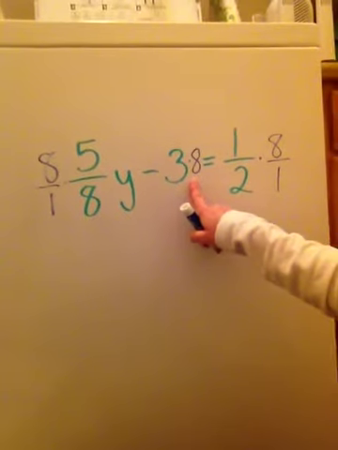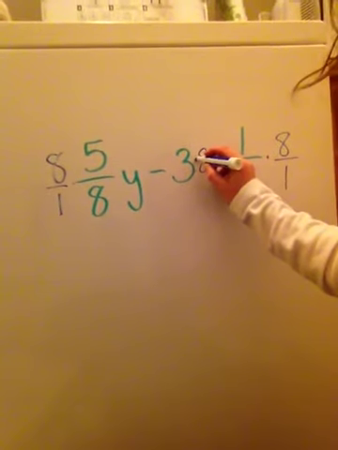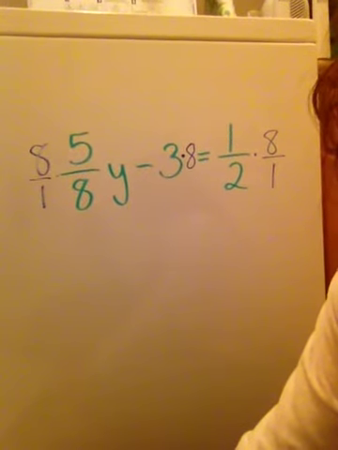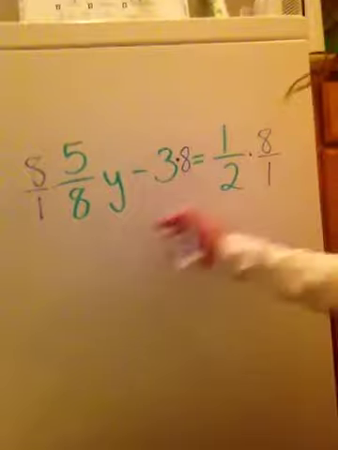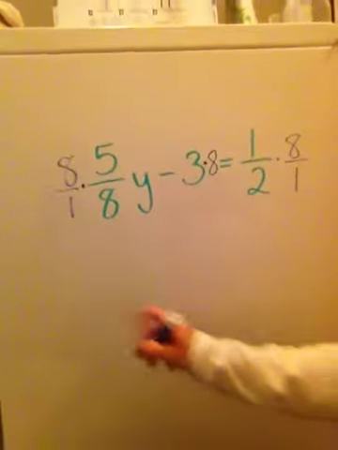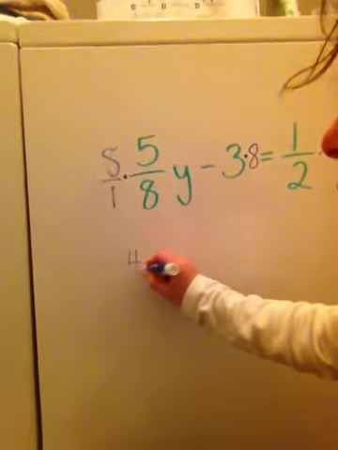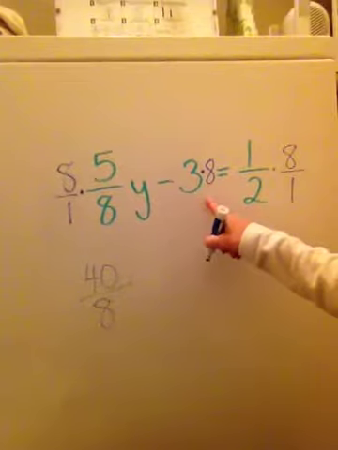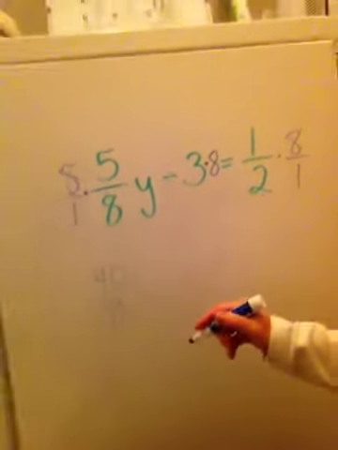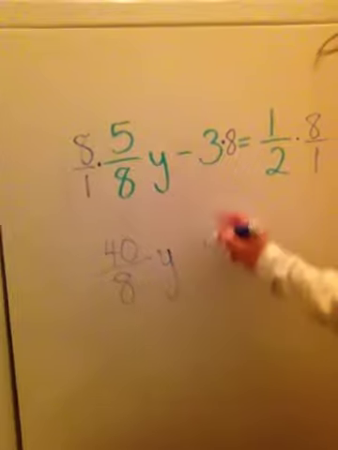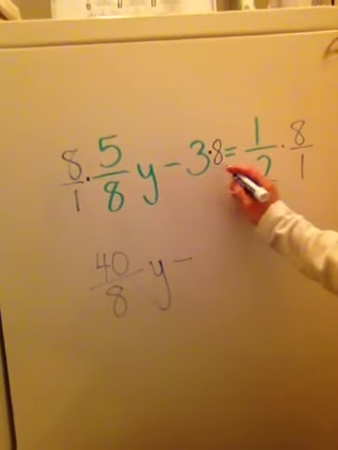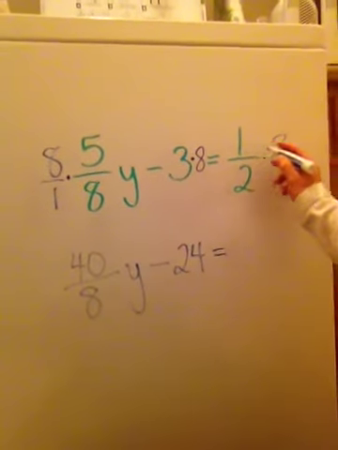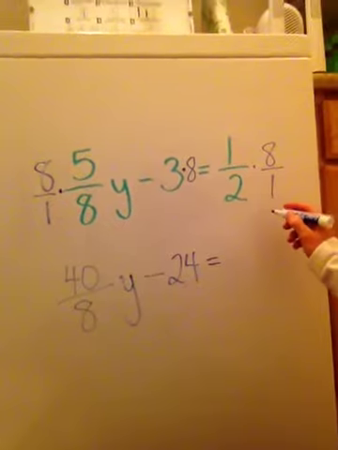Notice next to the 3, I didn't put it over 1 just because it's a whole 3, so I don't need to make it into fraction form. I made these into fraction form because they were multiplying by fractions. So 8 times 5 is 40 over 8. If you wanted to, you could make these into fractions if that confuses you. And then you have your y minus, we still have that, 3 times 8 is 24 equals, and then 8 over 2.